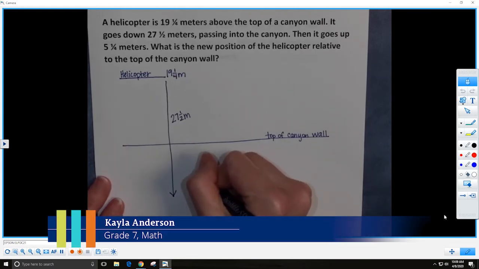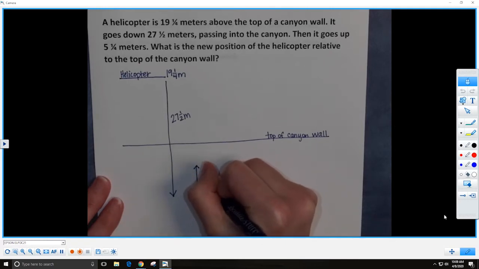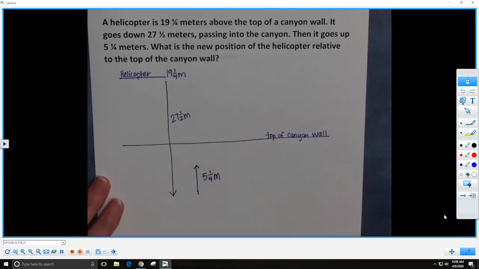Right, so we're going to show that it goes up 5 1/4 meters, but it doesn't look like it's going to make it back to the top of the canyon wall. Okay, so now that we have our sketch or a diagram to help us out with this, let's write an expression. If the helicopter starts at 19 1/4 meters and then drops 27 1/2 meters, how could we represent that? You are correct. We can subtract.